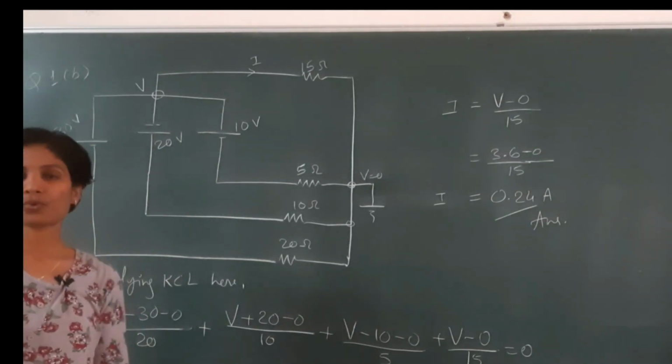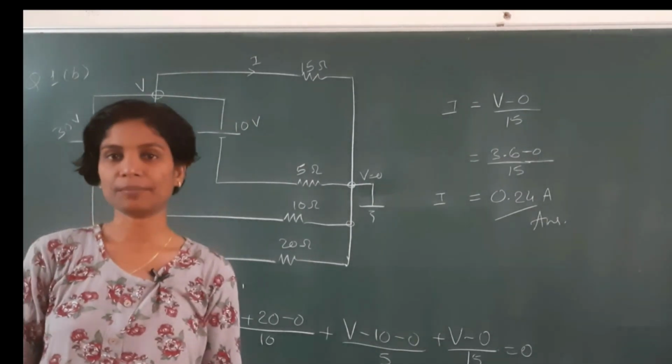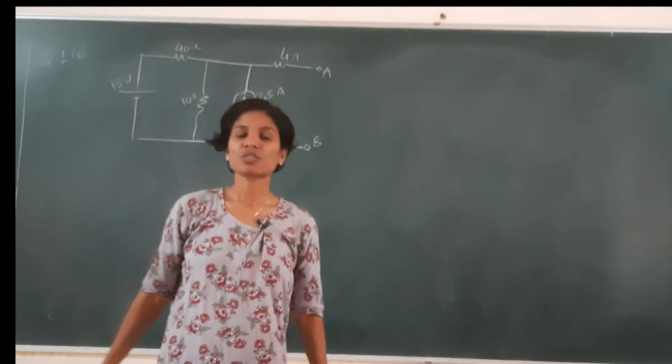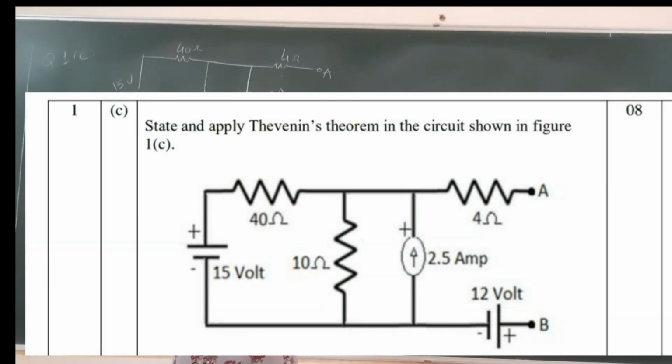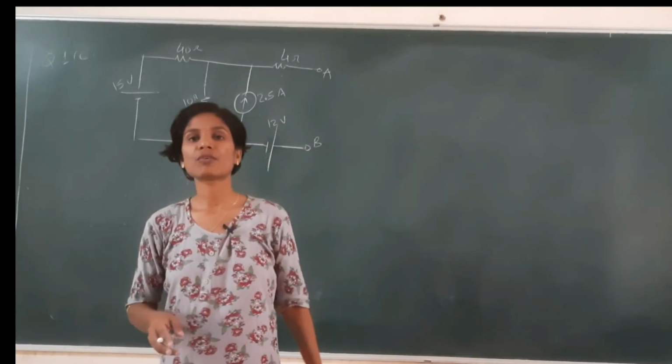So next, move to the next question, that is question number 1C. What is the question? State and apply Thevenin's theorem in the circuit shown in the figure. First we have to give the statement of Thevenin's theorem, and then we have to apply Thevenin's theorem to solve this network. So what is the statement of Thevenin's theorem?